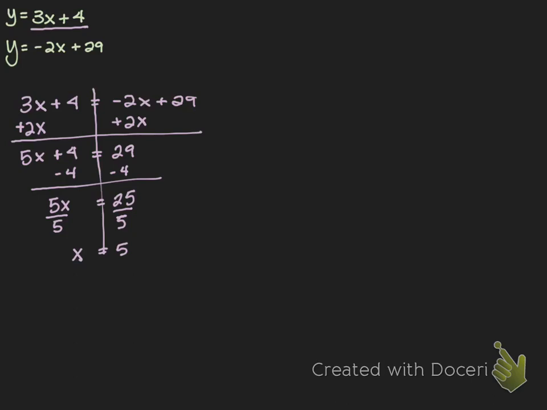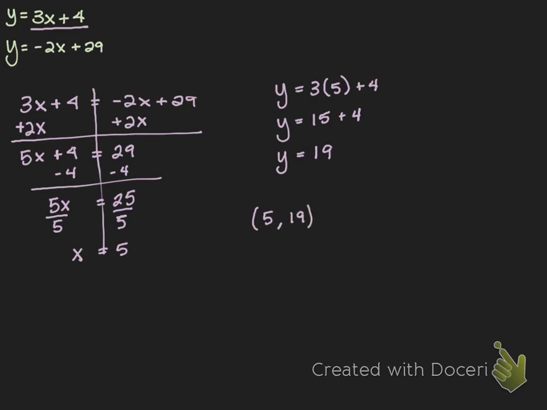Now that we have solved for our x variable, we are going to take this value and plug it into one of our equations to solve for the y variable. So I'm just going to use the very first equation given. So we have y equals 3 times 5 plus 4. This will give us y equals 15 plus 4, which will give us y equals 19. So for our x value, we have 5 and our y value is 19.